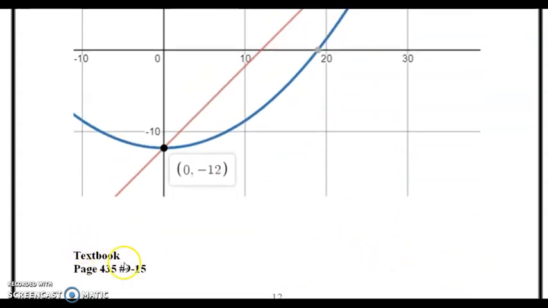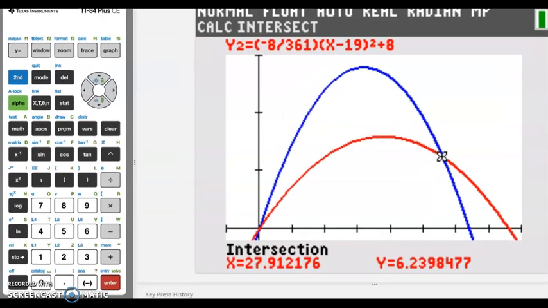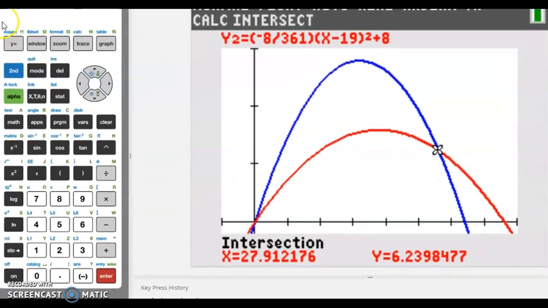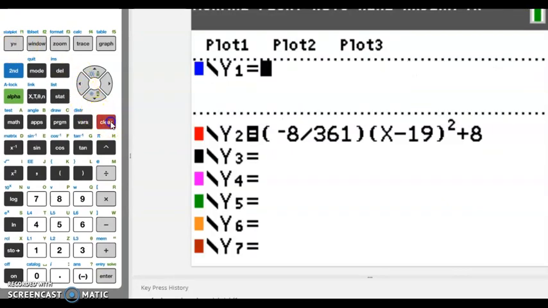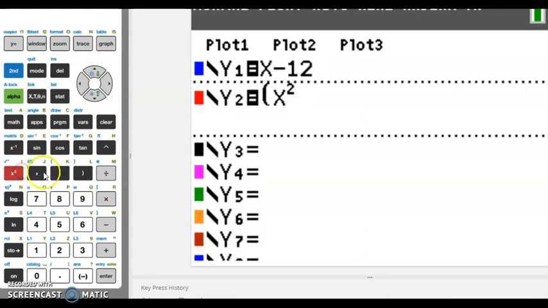And then there are textbook questions that you're going to work on right here, page 435, numbers 9 and 15. So we've got a few more minutes left for the video, so I'll go up there and do this on the graph. Remember, you want to set up your graph, y equals, clear, and clear. Y1, the first one, was x minus 12. Second graph was bracket x squared divided by 30, close my bracket, minus 12.